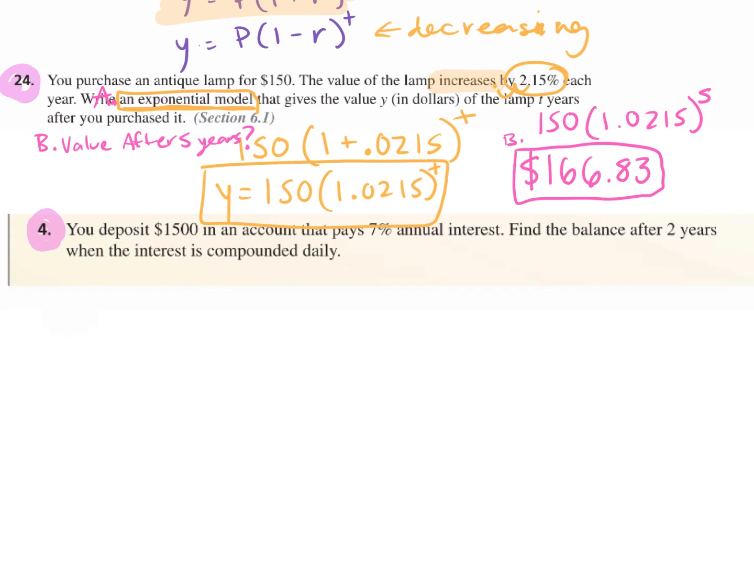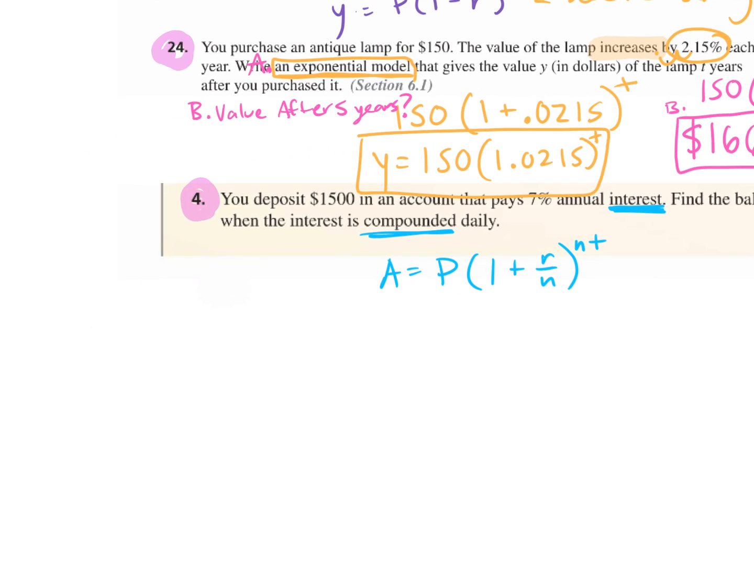So the next one, number 4, says you deposit $1,500 in an account that pays 7% annual interest. Find the balance after 2 years when the interest is compounded daily. So interest questions have a different formula. Anytime it says compounded interest or interest and it's compounded a certain amount of times, our formula is A is equal to P times 1 plus R over N to the power of NT. So we need to find P, R, N, and T.